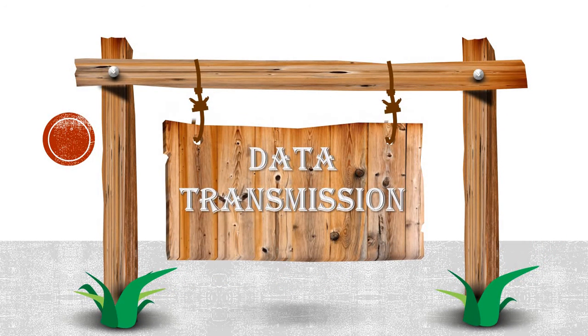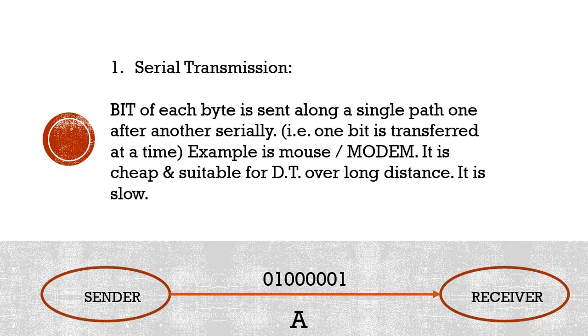Now we will move further to data transmission. What is basically data transmission? Basically this gets divided into serial transmission. Bits of each byte are sent along a single path one after another, that is, serially. So one bit is transferred at a time. Examples are the mouse and modem. It is very cheap and suitable for getting over long distances, and it is slow. Here is a simple diagram for data transmission in the serial way.